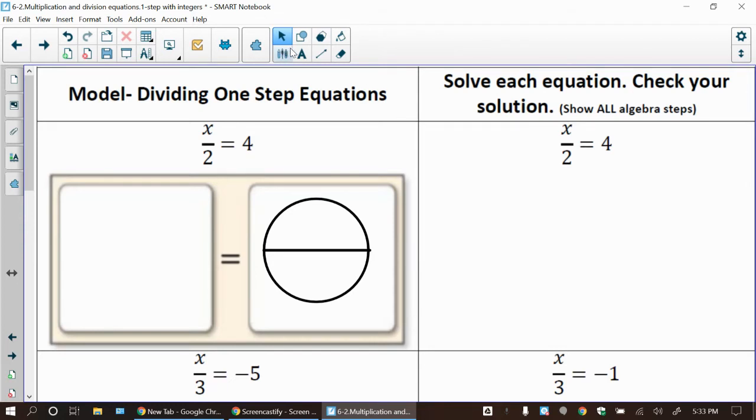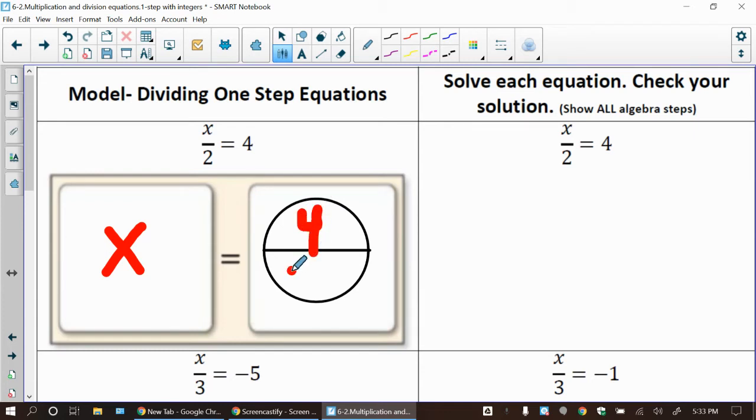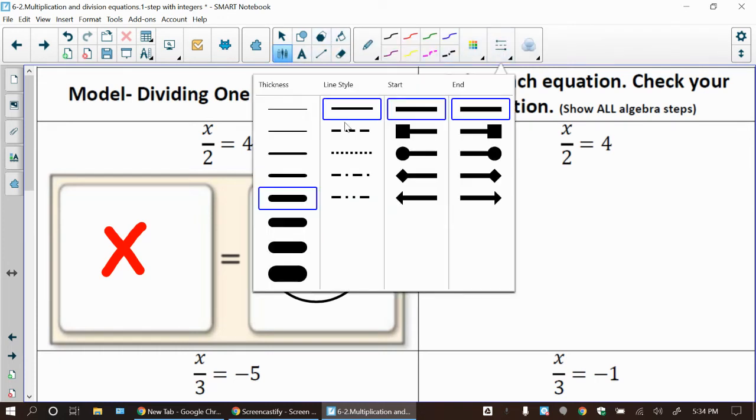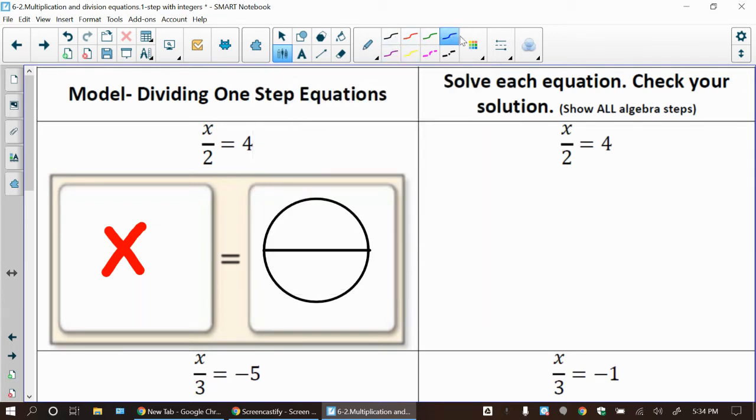So we have 1x over here. That's what we want to find out. And in each half is a 4, and this half is a 4. If I wanted to model, I could put 4 positives in each one, because they are positives. The reason we said a half is because that's what the other side is saying: only half of an x is equal to 4.